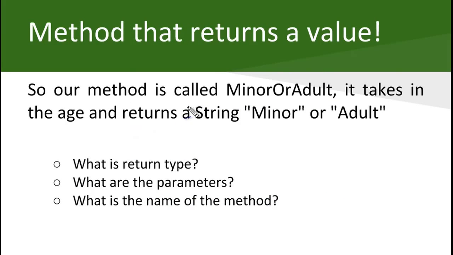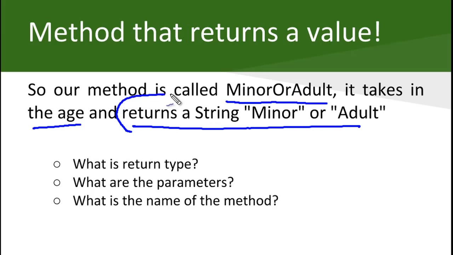Let us now try to create the method. Our method is called minor or adult. What it does is that it takes the age and returns a string. So remember this part, it basically returns something. It returns a string, whether the person with the given age is a minor or an adult.